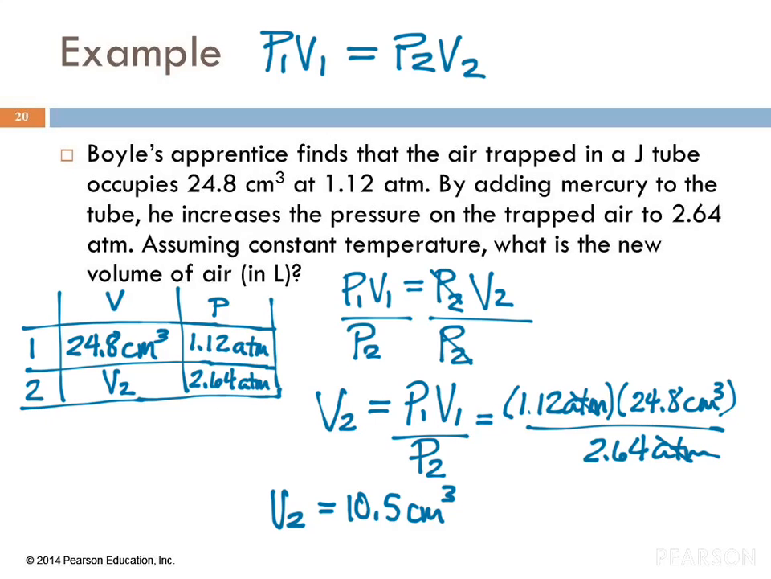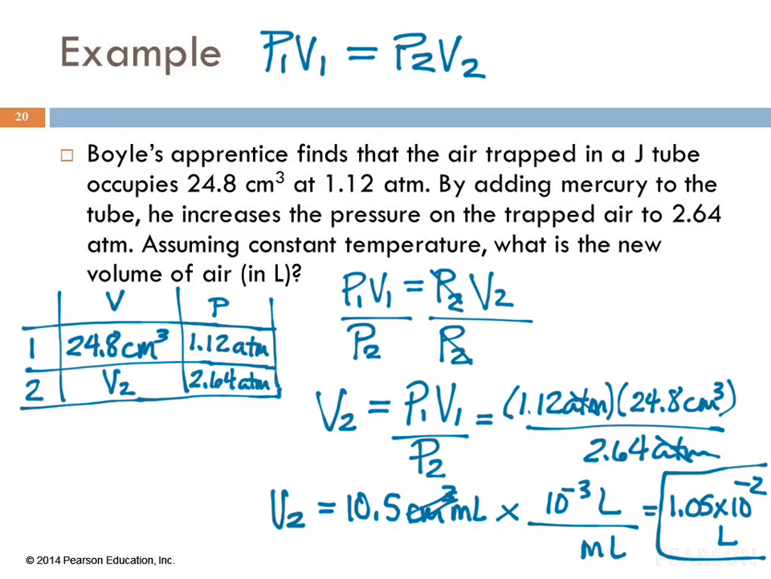Now we just need to convert this into liters. A cubic centimeter is the same as what? A milliliter. So I can just cross that off and write milliliters, and now this is so much easier to convert. Milliliters on the bottom, liters on the top. Milli means 10 to the minus 3. And so this is going to be 1.05 times 10 to the minus 2 liters. Any questions?